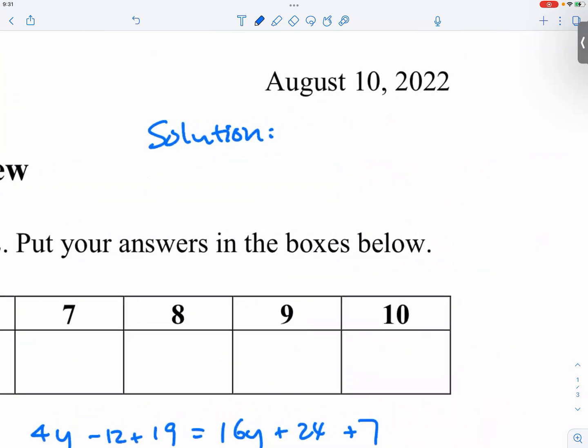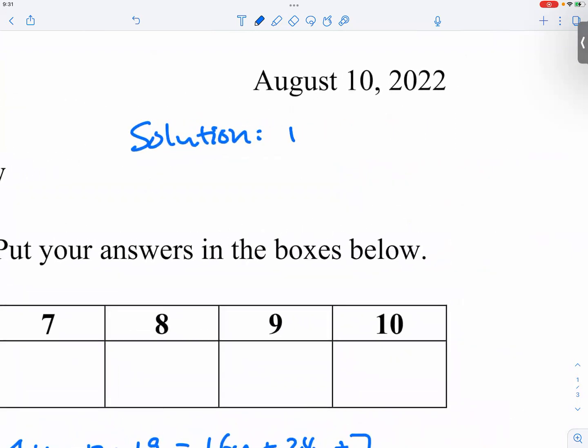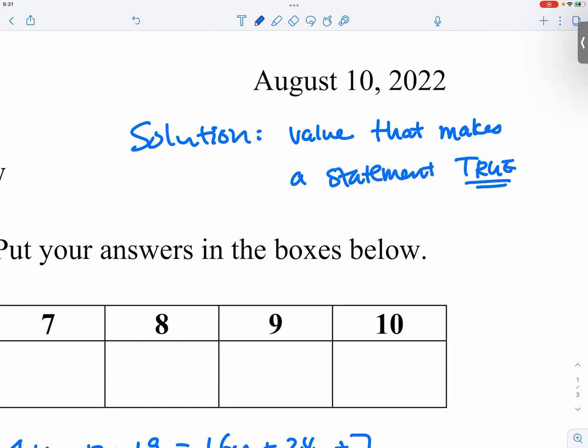Solution or solutions, they are a value or values that make a statement true.